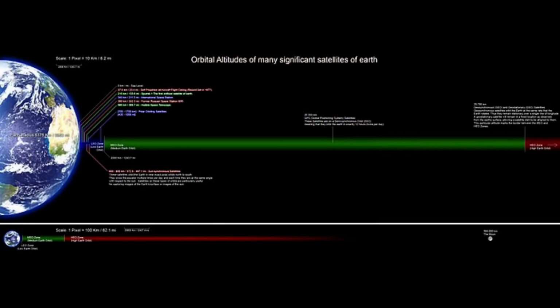So in this image that is being shown, you can see there are three regions. The blue region is the LEO region. The green is the medium Earth orbit, and the red is the geostationary orbit. And if you look carefully at the bottom, you can tell the distance between the Moon and the Earth. That distance is around 385,000 kilometers on average.